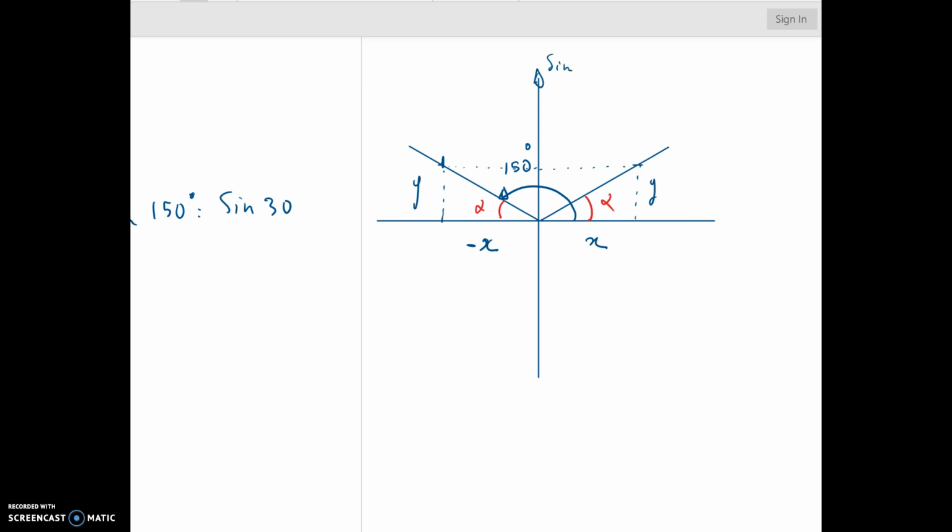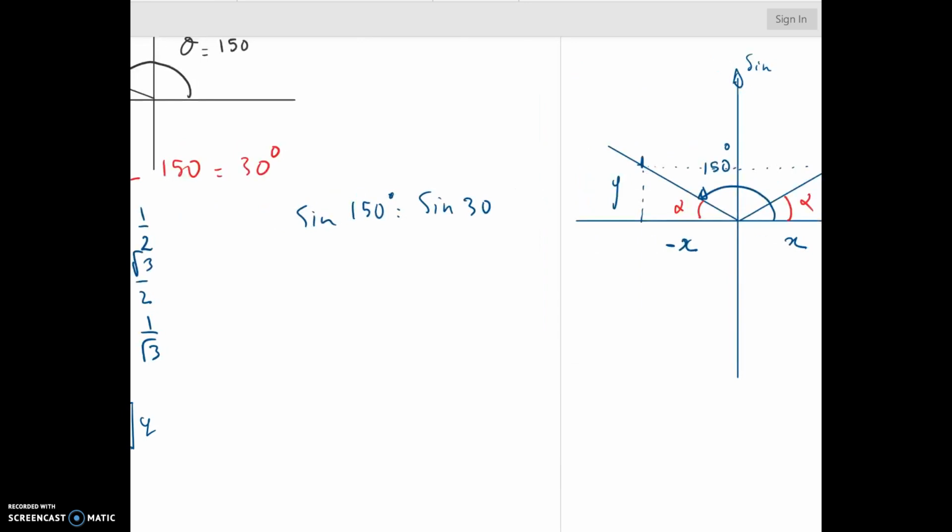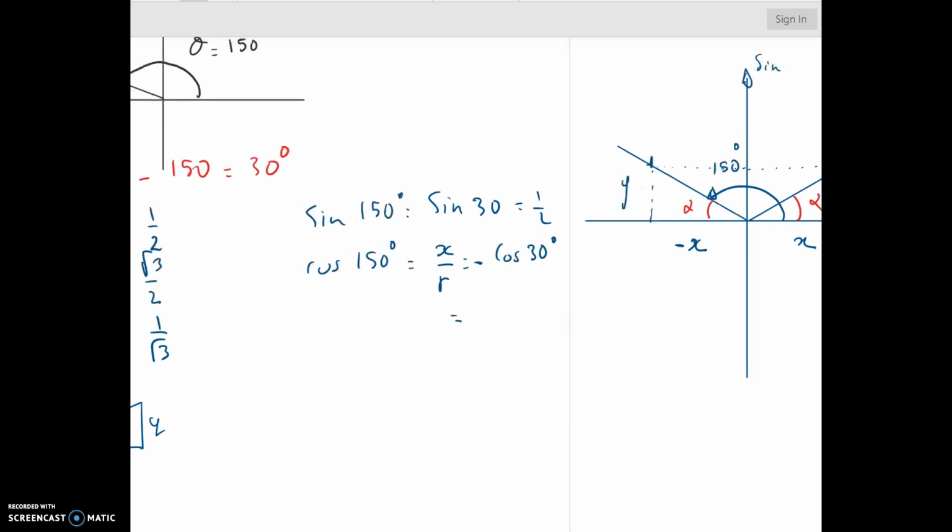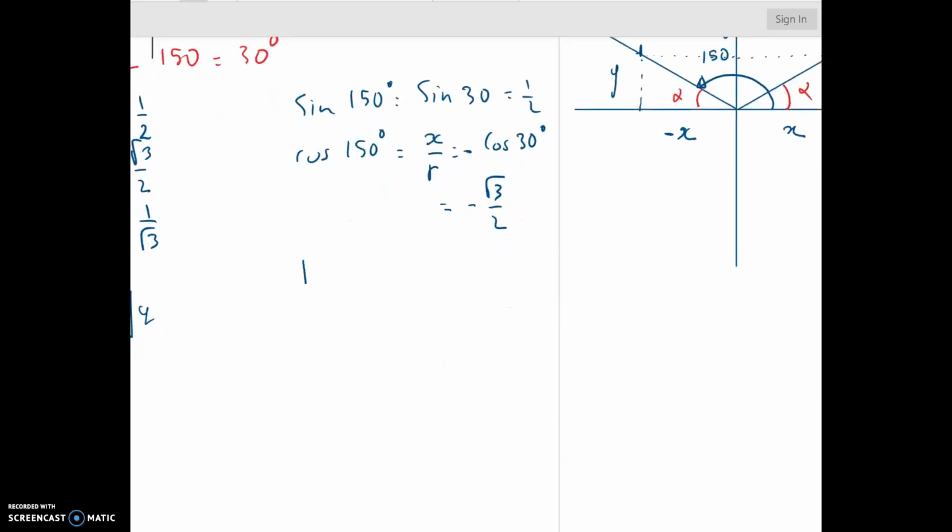Remember, we are reading the sine on the vertical axis. We are reading the cosine on the horizontal axis of the angle. Now, if I look at the cosine of 150 degrees, I realize it is x over r, which is minus the cosine of 30 degrees. Therefore, it's going to be equal to minus square root of 3 divided by 2. And if I look at the tangent of 150, it's going to be minus the tangent of 30 degrees, which is minus 1 over square root of 3.